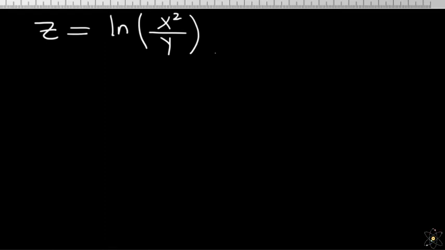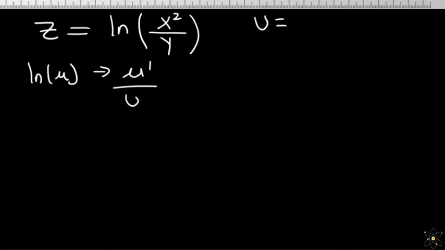So the derivative of the natural log of u, we know it's u prime over u. So u is basically the function on the inside, which is x squared divided by y, which I'm going to write as x squared times 1 over y. So now what's u prime? It all depends on if we're looking for dz/dx or dz/dy. Let's find dz/dx first.